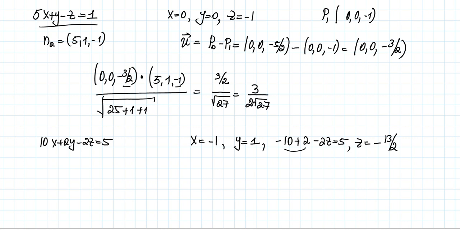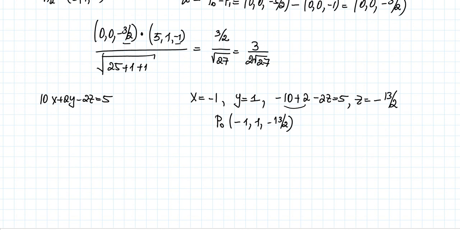Do you understand this? So one of the points on the first plane is going to be minus 1, 1, and minus 13 over 2. Now, the second plane is 5x plus y minus z is equal to 1. We need to choose one of the points on the second plane. How to do this? Again, we choose the points as we wish. For example, let's choose x equal to 0, and y equal to 1. Then what do I need to choose for z so that this equation works?